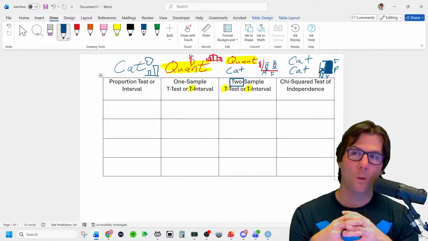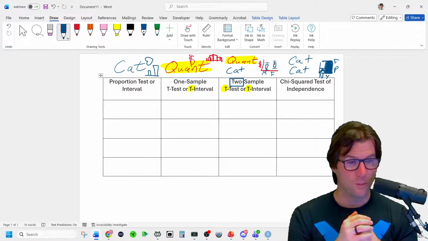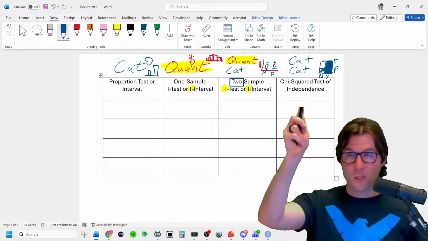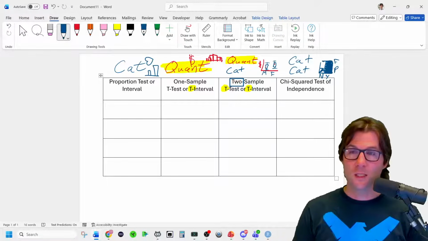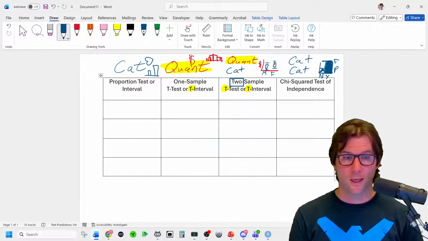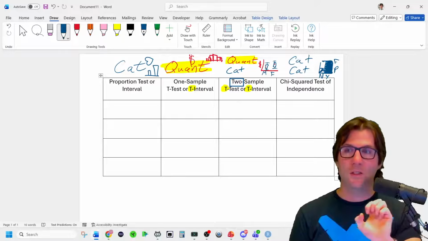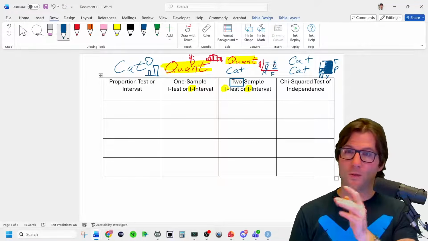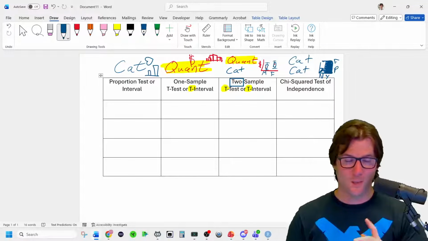And categorical, did you pass the test? Yes, no. Did you eat at Arby's? Yes, no. Correct. The chi-squared test of independence is for 2 categorical variables. So it has to be questions that can be answered with a category, like, did you pass? Did you fail? Did you eat, yes or no, at Arby's? So it has to be a category of yes, no, pass, fail. It can't be a quantity. It has to be a category.